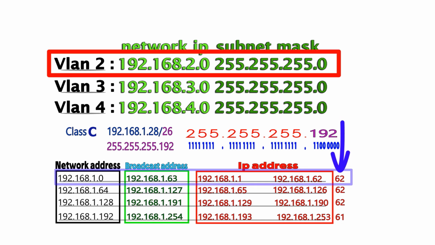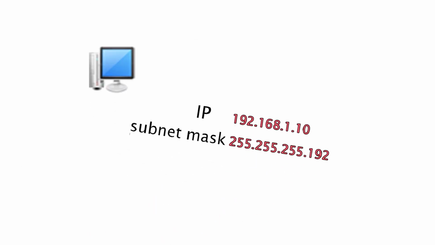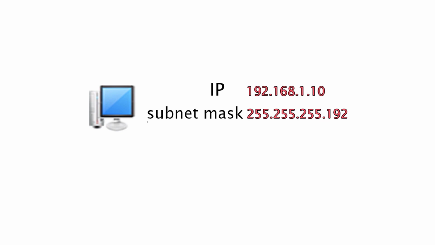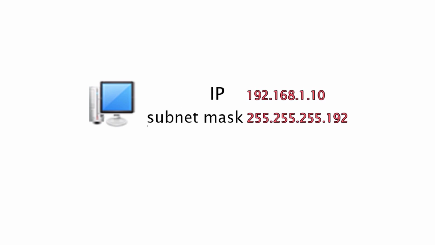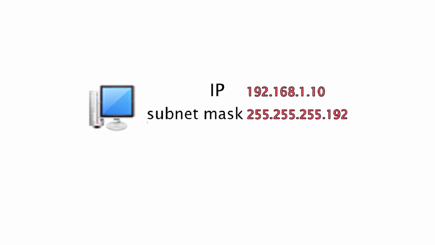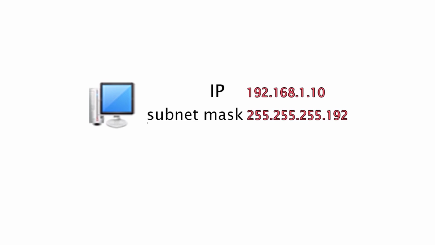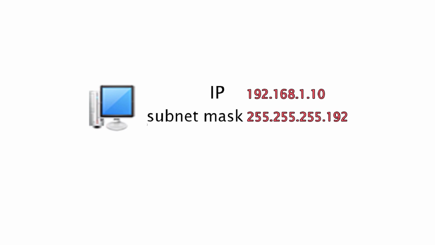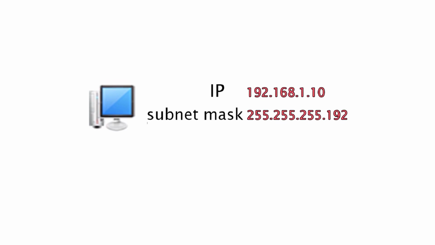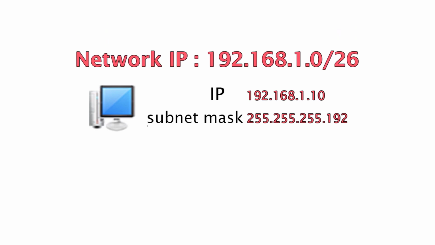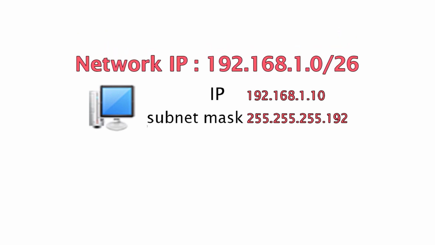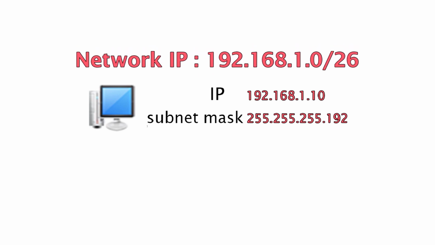We made an IP subnetting for the first network, or for VLAN 2. We will also do this for VLAN 3 and VLAN 4. In this case, the IP of the device will be, for example, 192.168.1.10, and the subnet mask 255.255.255.192. This is the IP. The network's address will be 192.168.1.0/26.